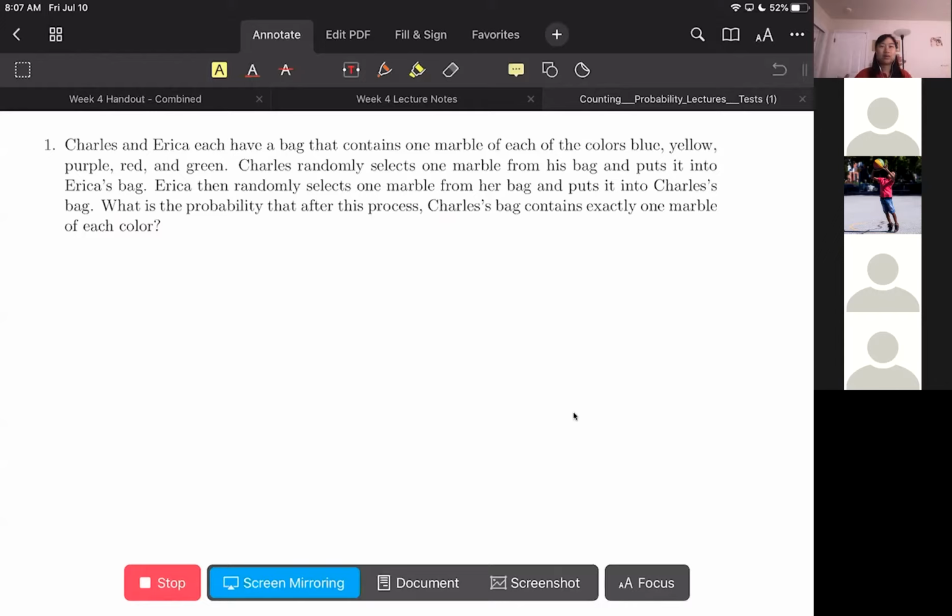If we think about this, in the first step, Charles will take a marble. It's going to be one of those blue, yellow, purple, red, or green colors. It doesn't really matter which it is. If it's blue, it's the same case as if it's yellow. So we could say, without loss of generality, let's say it's blue. Then in the second step, Erica will randomly take one marble from her bag and put it into Charles's bag. She has one of each color plus one of some other color that Charles puts in.